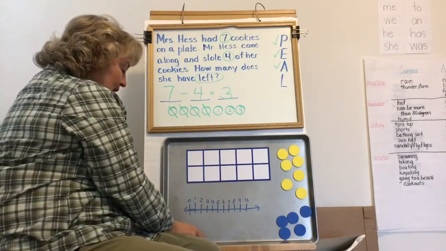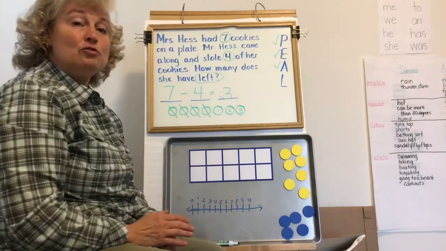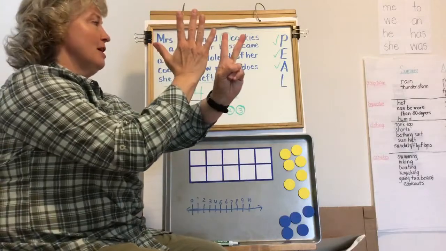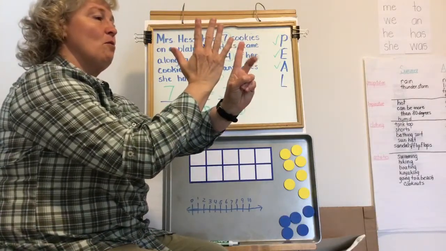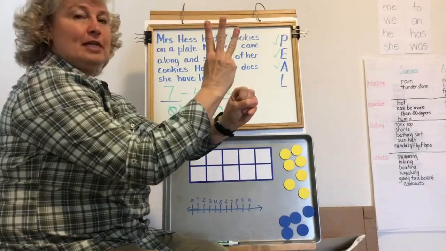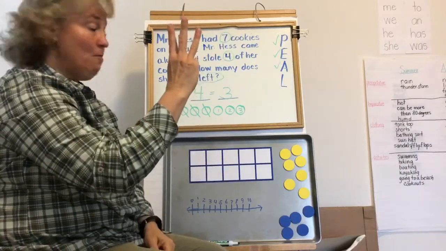So one way that I can check my answer is that I can use my fingers or I can use objects. So if I start with 7 and I take away 4, 1, 2, 3, 4. Let's see how many I have left. 1, 2, 3. Okay, well that worked.